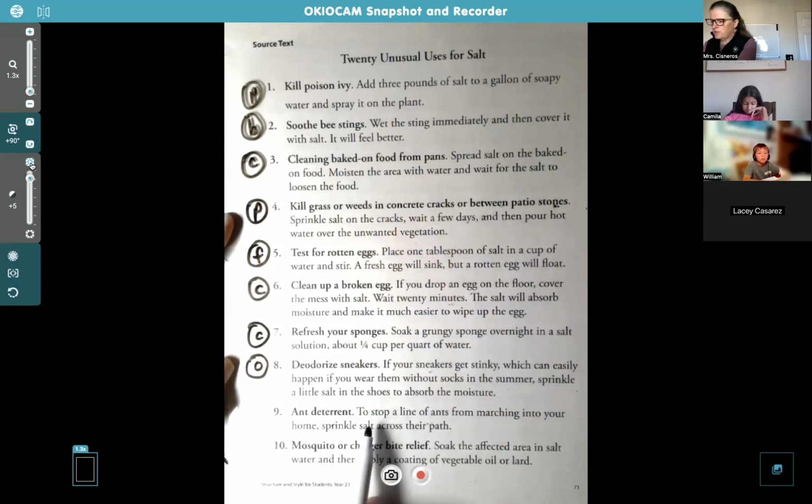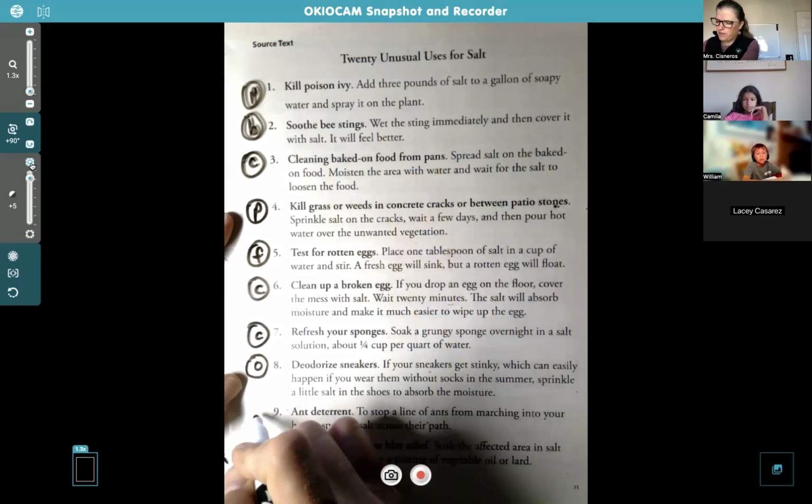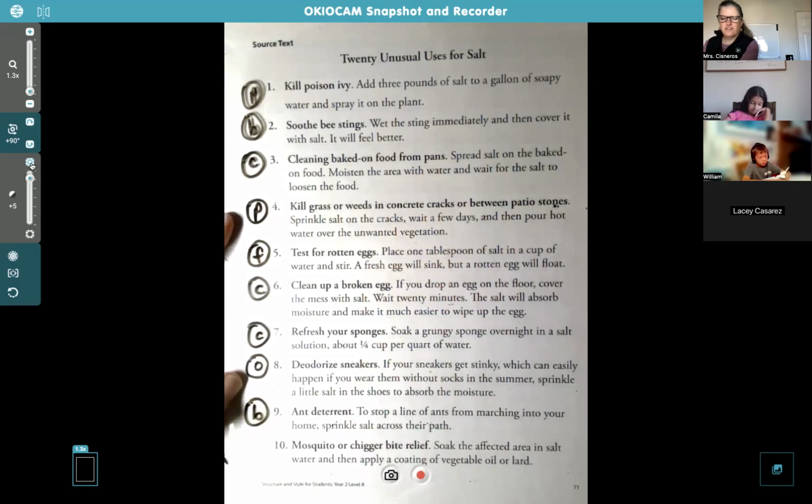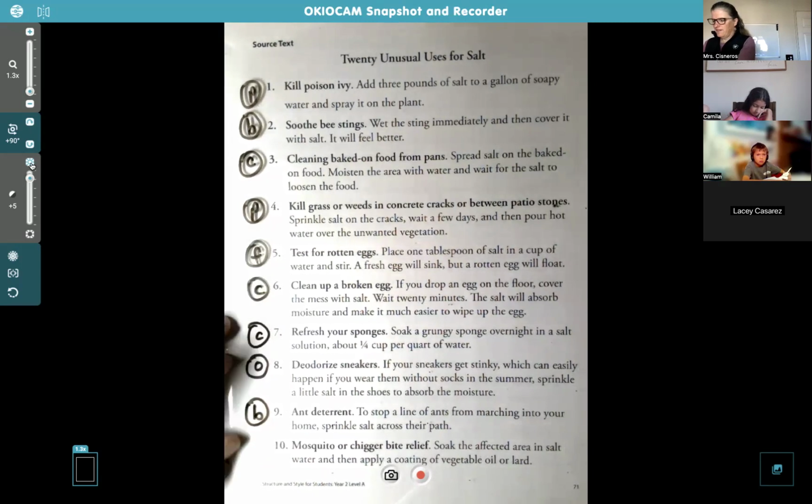Number 9, ant deterrent. To stop a line of ants from marching into your home, sprinkle salt across their path. B for bug. Did you know that? You can stop ants with salt. I did not know that. Next time I see ants, I'm going to try that one.